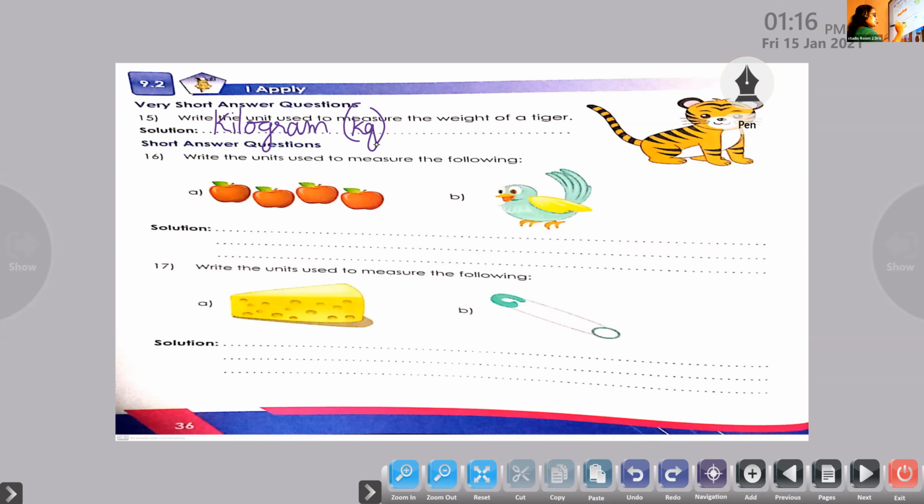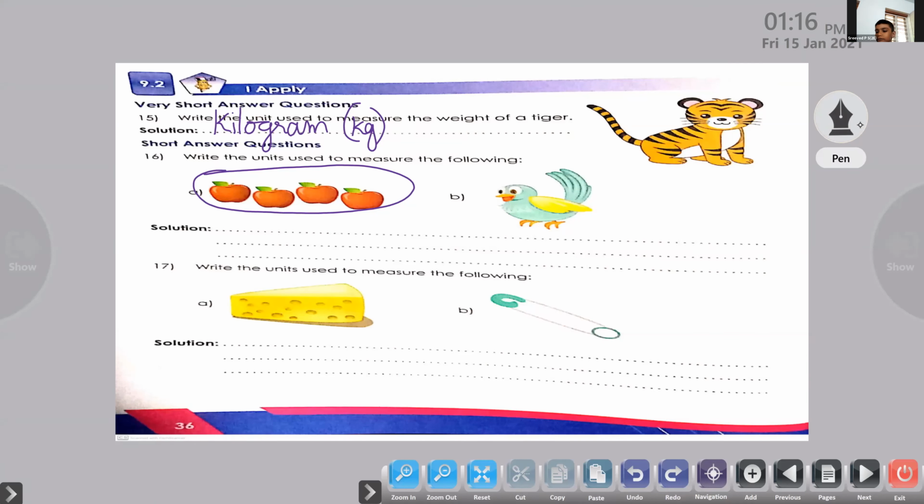Next one, question number 16, Srived. Write the units used to measure the following. Four apples. How will we measure it, whether it will be in milligram, gram or kilogram? Milligram? That means it will be very light, like a safety pin. Is it gram? That means the four apples and the mobile phone will be of the same weight. Kilogram? I want one answer, Srived. The final answer. Which one do you want to say?